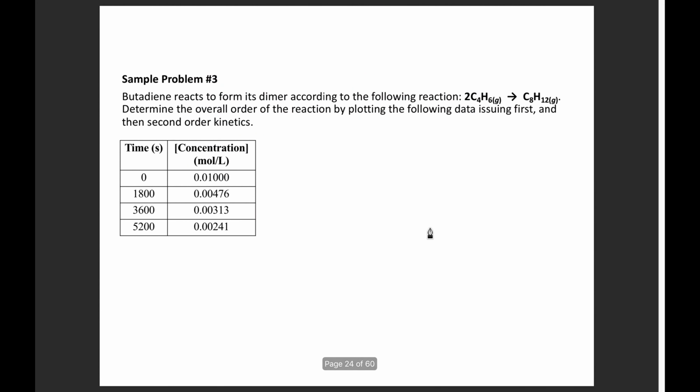All right, let's take a look at sample problem 3. Butadiene reacts to form its dimer according to the following reaction. Okay, and so here's the chemical equation. They gave it to us. Determine the overall order of the reaction by plotting the following data, using first and then second order kinetics.